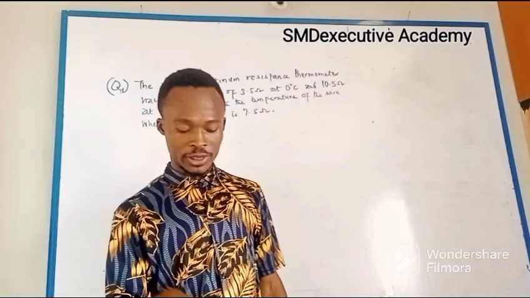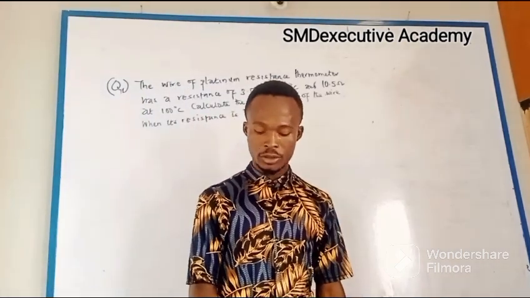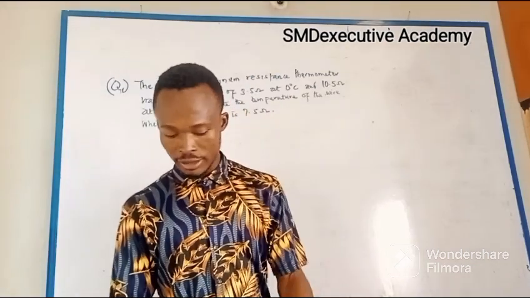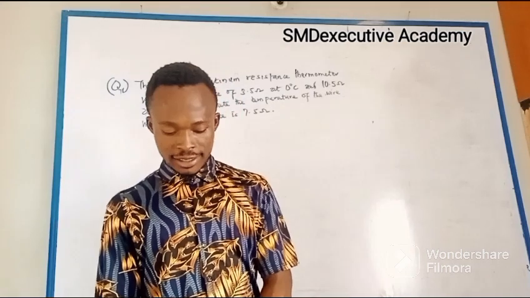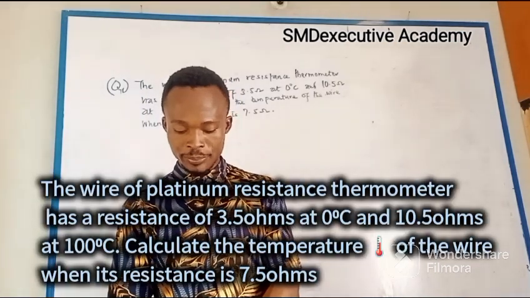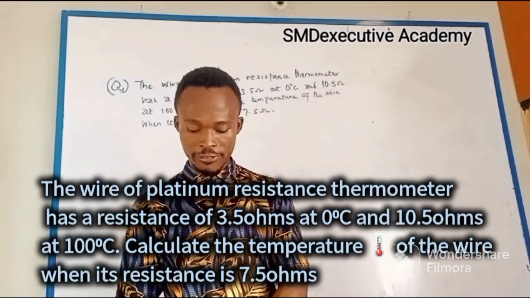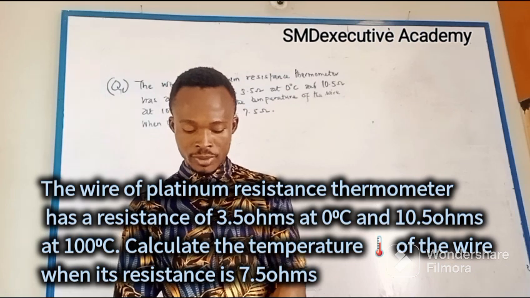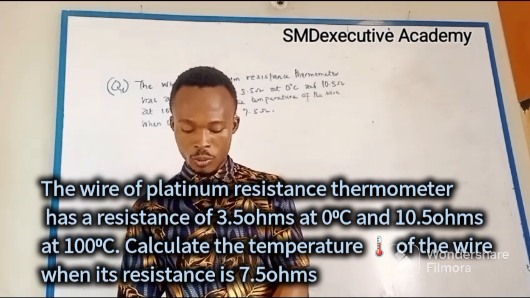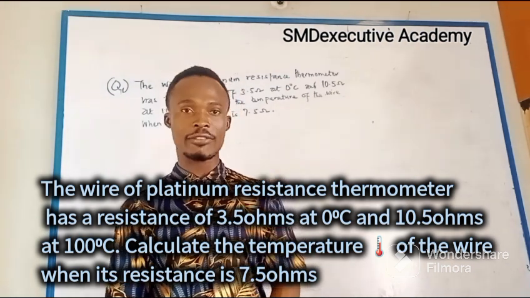Question 18, objective test, paper 1, year 2019. So we can also read and follow up. The question says that the wire of a platinum resistance thermometer has a resistance of 3.5 ohms at 0 degrees Celsius and 10.5 ohms at 100 degrees Celsius. Calculate the temperature of the wire when its resistance is 7.5 ohms.